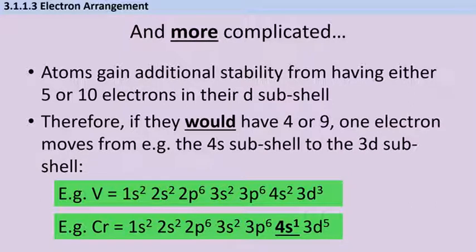So the classic examples that you want to be aware of are chromium and copper. If we just look at some transition metals here, if you look at vanadium, which comes just before chromium, vanadium has 4s2 then 3d3, because as we keep saying, we're going to fill the 4s before we fill the 3d. And so we would expect that chromium would also have 4s2 and then 3d4. But instead of that, we go down to 4s1, and the extra electron allows the 3d subshell to now have 5 electrons in it instead.